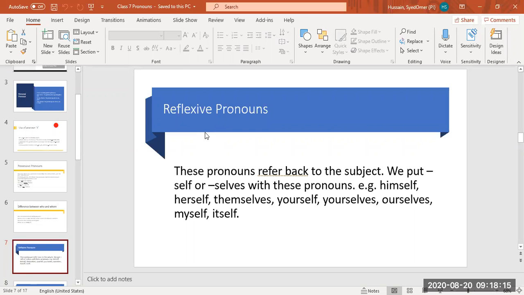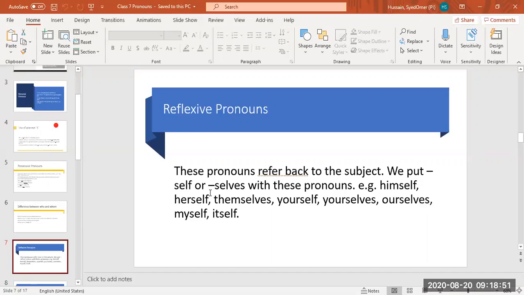If it is singular, we put self, like myself, himself, herself. And if it is plural, then we put selves: themselves, yourselves, ourselves. Okay? So, for example, for I, we are going to use myself, for he, himself, for she, herself, for it, itself, for they, themselves. Okay, so note down the definition. The pronouns refer back to the subject and we put self or selves with them.